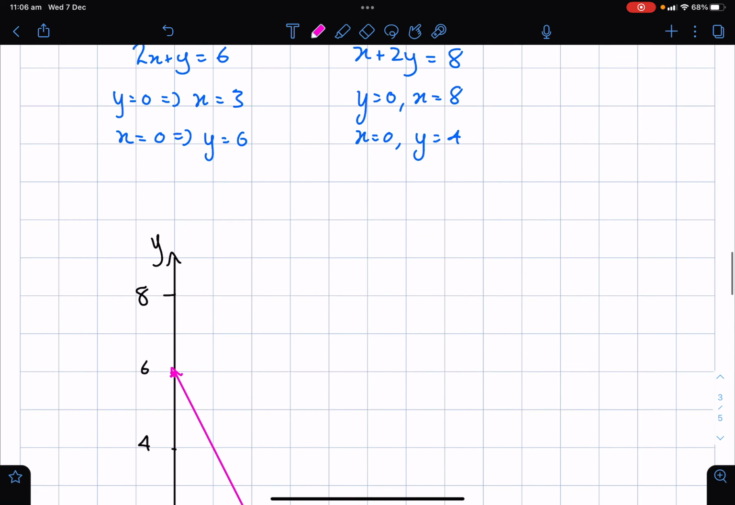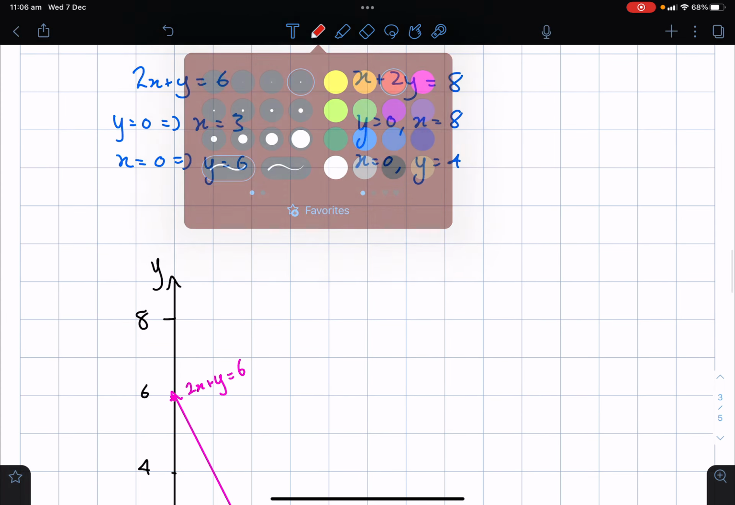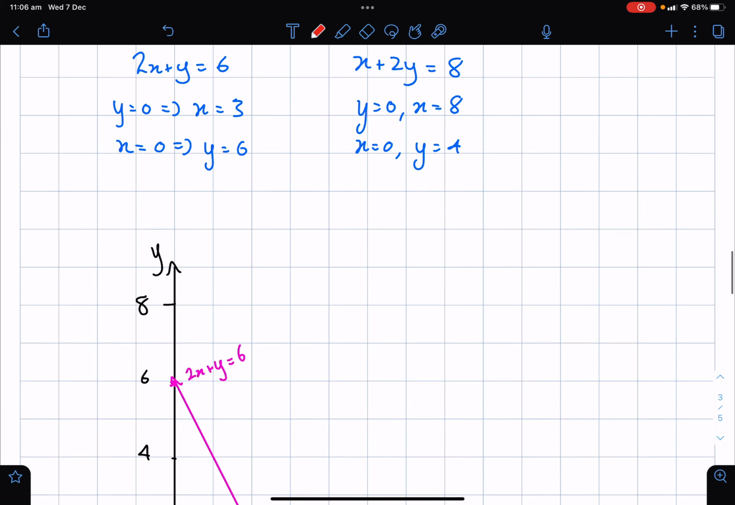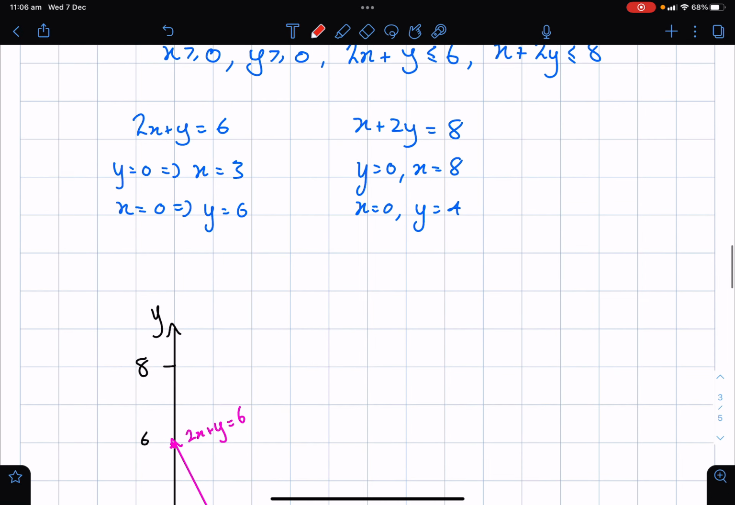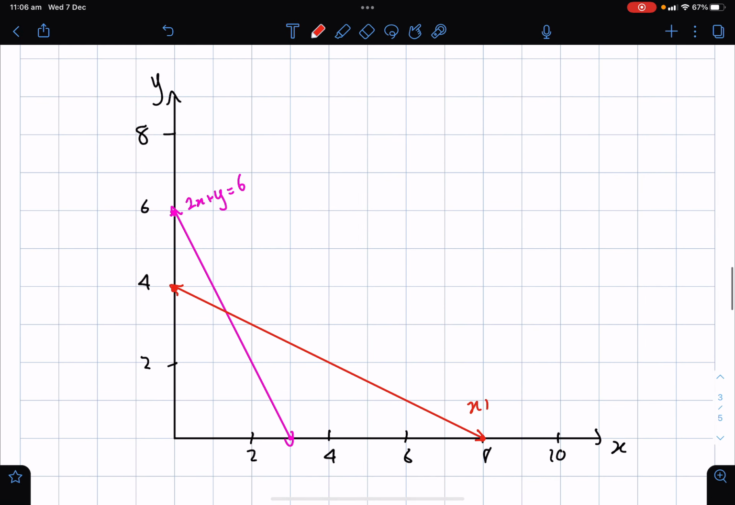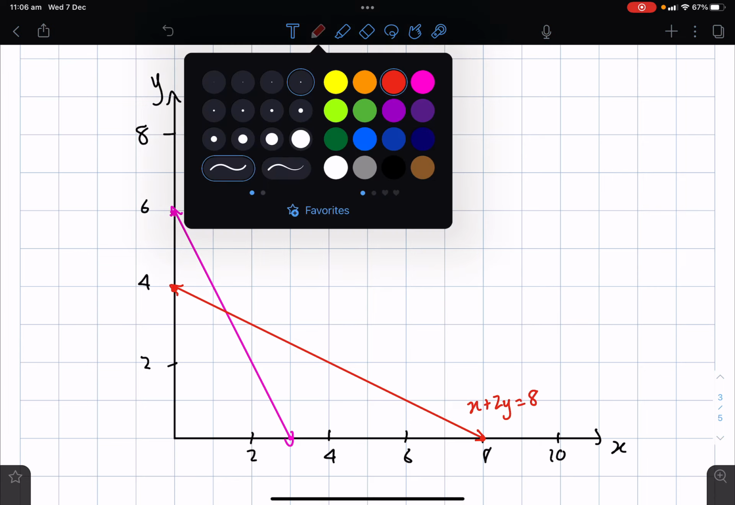All right, so then we label our graph. So 2x plus y equals 6. Now my second one I'm going to do in red. So y equals 4, x equals 8. So we go here and here. So let's draw a line through there and make sure we're labeling. So x plus 2y equals 8. So it's really obvious which one's which.